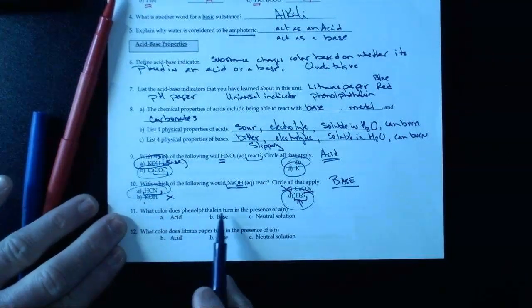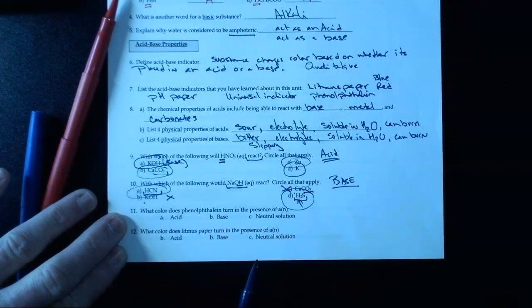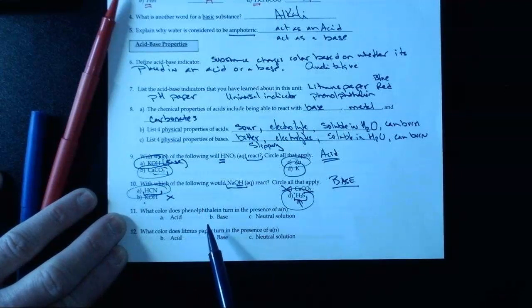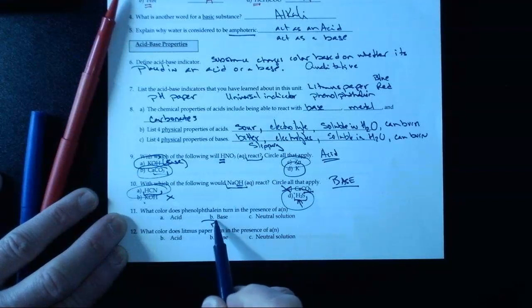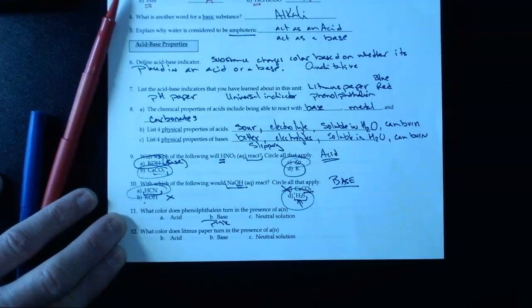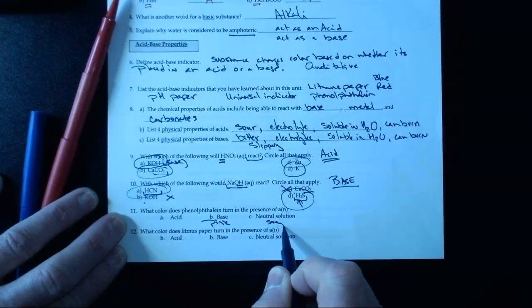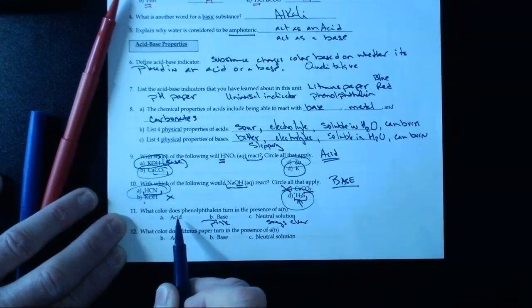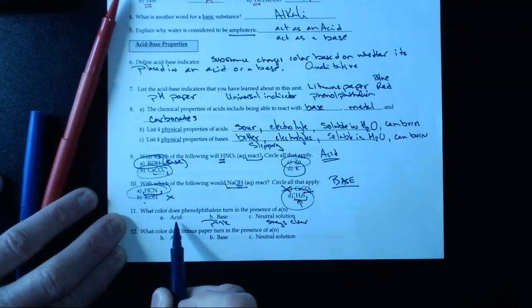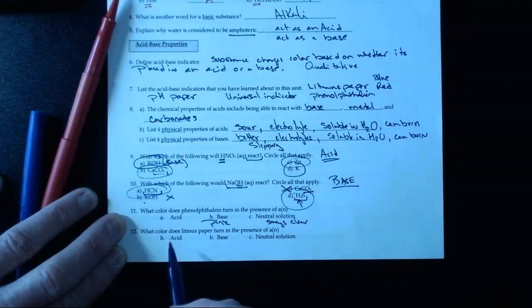Looking at number 11, what color does phenolphthalein turn in the presence of an acid, a base, or a neutral solution? Well, phenolphthalein doesn't do very much in an acid or a neutral solution, but phenolphthalein in a base turns pink, bright pink. In a neutral solution, it stays clear. And in an acid, it typically will stay clear. Sometimes you might see a little milky color for a second or two, but typically it stays clear.